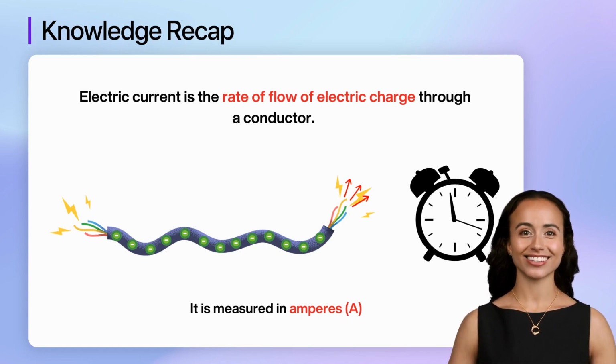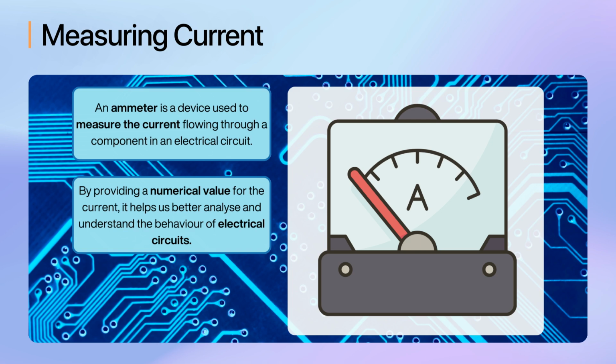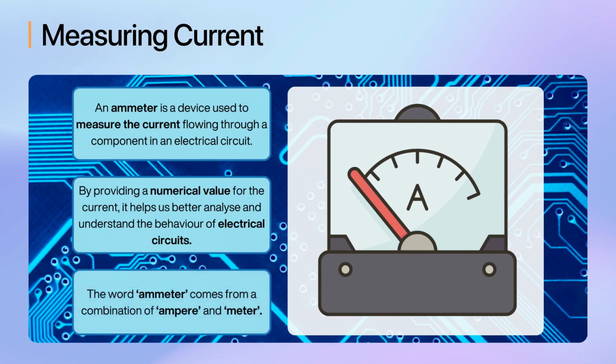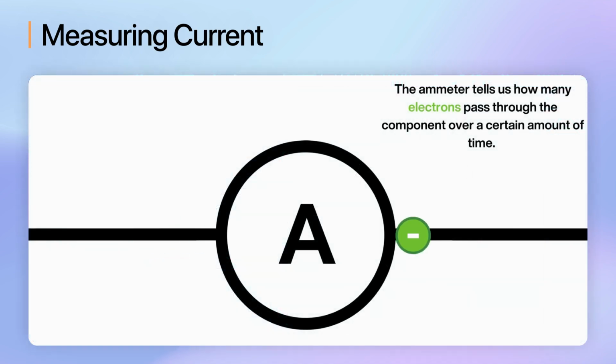Let's get started! An ammeter is a device used to measure the current flowing through a component in an electrical circuit. By providing a numerical value for the current, it helps us better analyze and understand the behavior of electrical circuits. The word ammeter comes from a combination of ampere and meter. Hence, in circuit diagrams, the ammeter is represented by a simple symbol, a circle with the letter A for ampere inside. The ammeter tells us how many electrons pass through the component over a certain amount of time.